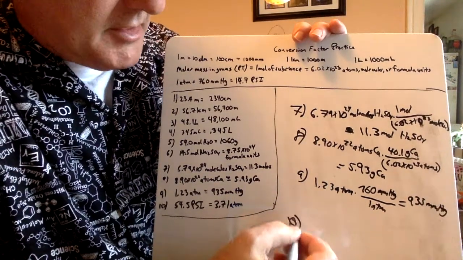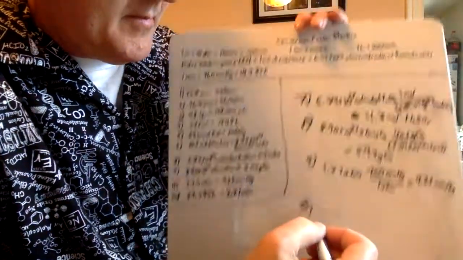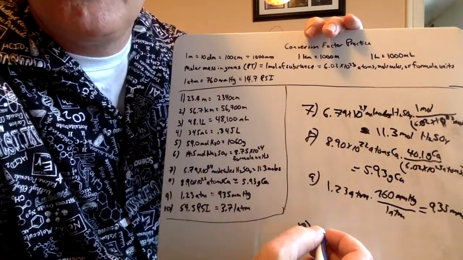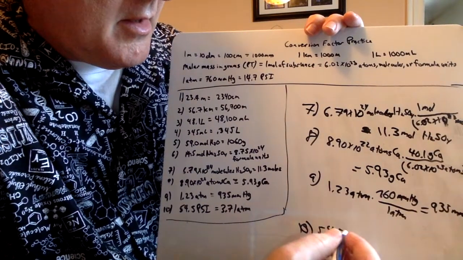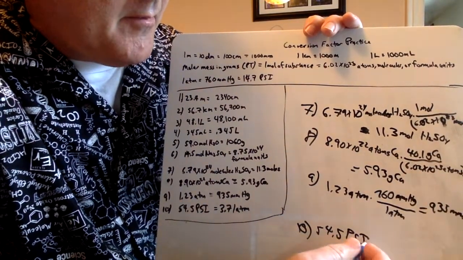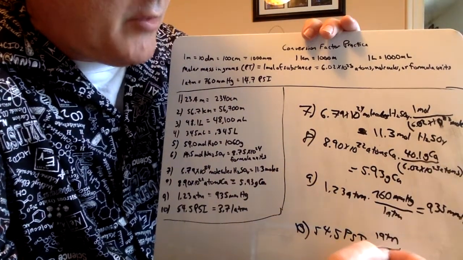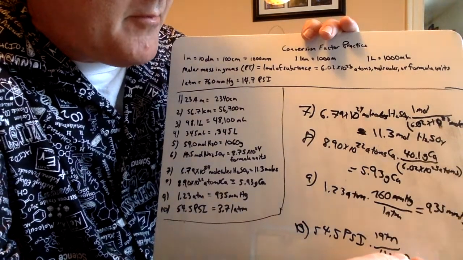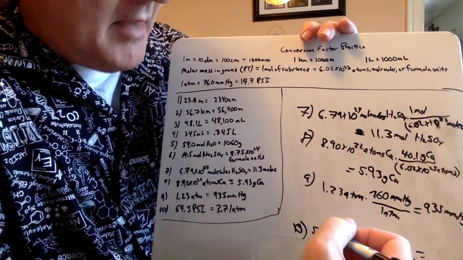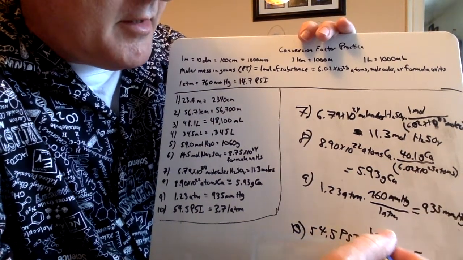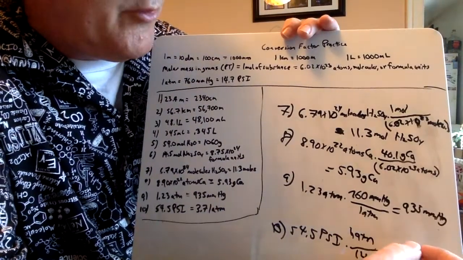And lastly, number 10, 54.5 psi. We're going to change it to atmospheres. 1 atmosphere equals 14.7 psi. And 54.5 times 1, divide by 14.7. And our final answer, 3.71 atmospheres.